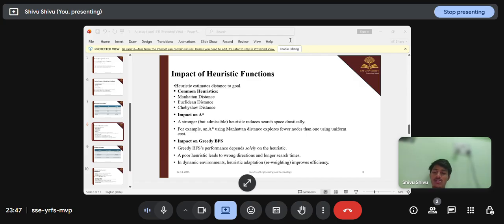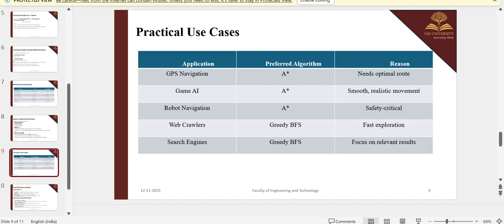It means in changing situations, adjusting the heuristic can help the algorithm perform better. And next slide. In this slide, we look into the practical use cases. First one, GPS navigation. GPS systems like Google Maps use the A star algorithm to find the shortest and most efficient route. Here A star ensures the result is optimal, which is important for real world navigation.